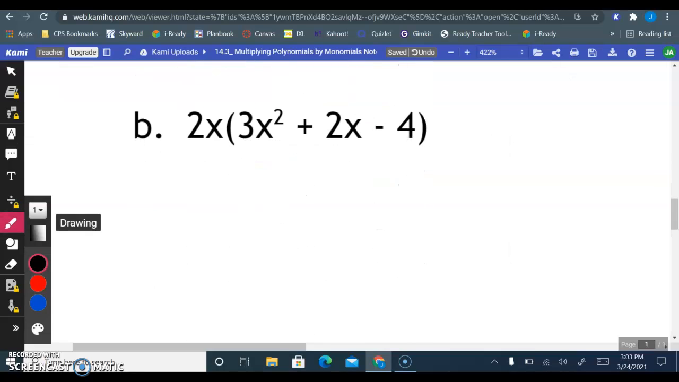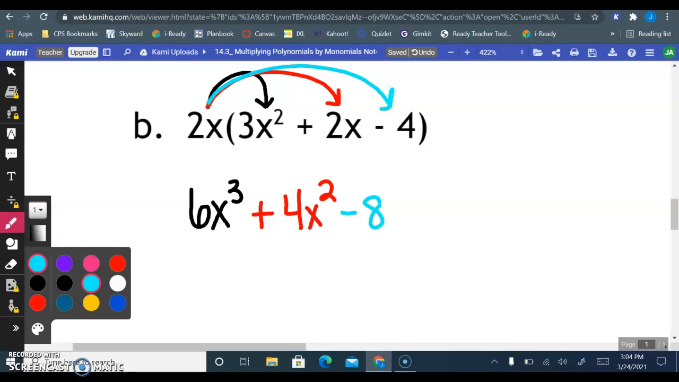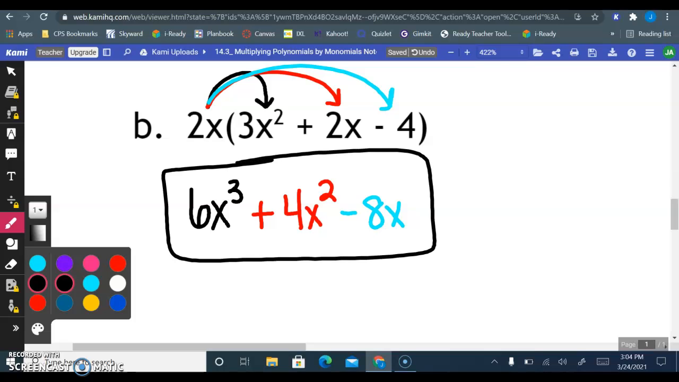And another one here, we have 2x times 3x squared. So again, the coefficients, 2 times 3 is 6. And then x times x squared would be x to the 3rd. Then we do 2x times 2x. 2 times 2 would be a positive 4. X times x would be x to the 2nd. And then we have 2x times -4, so that would be -8. And there's only that x in the front, so that x gets brought over, and we have our product.